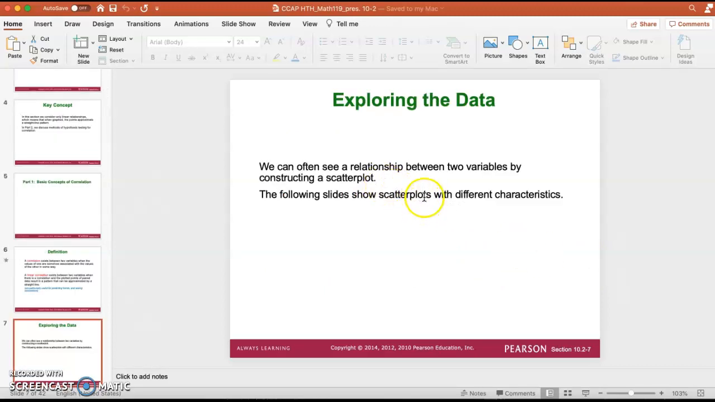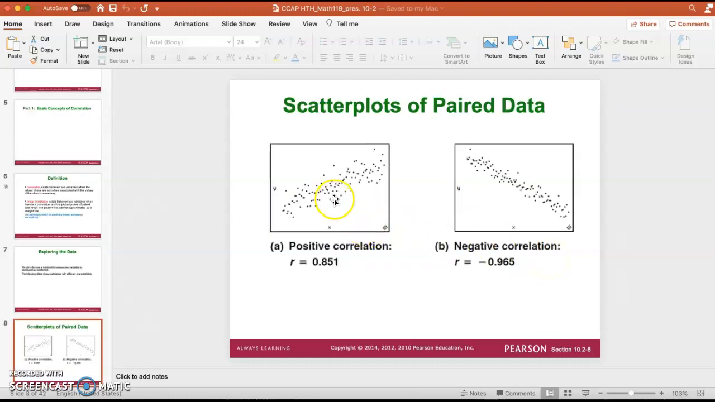So we can often see a relationship between two variables when we construct a scatter plot. For example, looking at a scatter plot like this one here for A, this one has a fairly strong positive correlation because it looks like as the values for X increase, the values for Y also increase. And so these we'd say follow fairly straight lines. That's why there's a good positive correlation there.